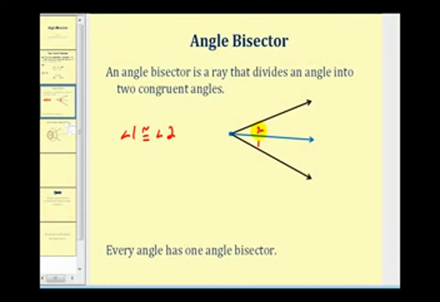And remember, since angle 1 and angle 2 are congruent, we can mark them as being equal in measure by using arcs. So if we label angle 1 with one arc and label angle 2 with one arc, we know those two angles would be equal in measure.